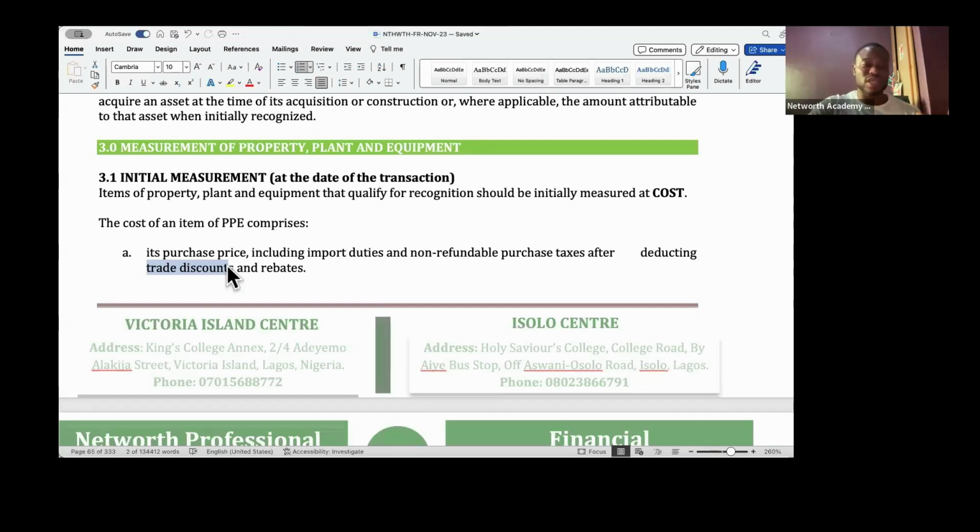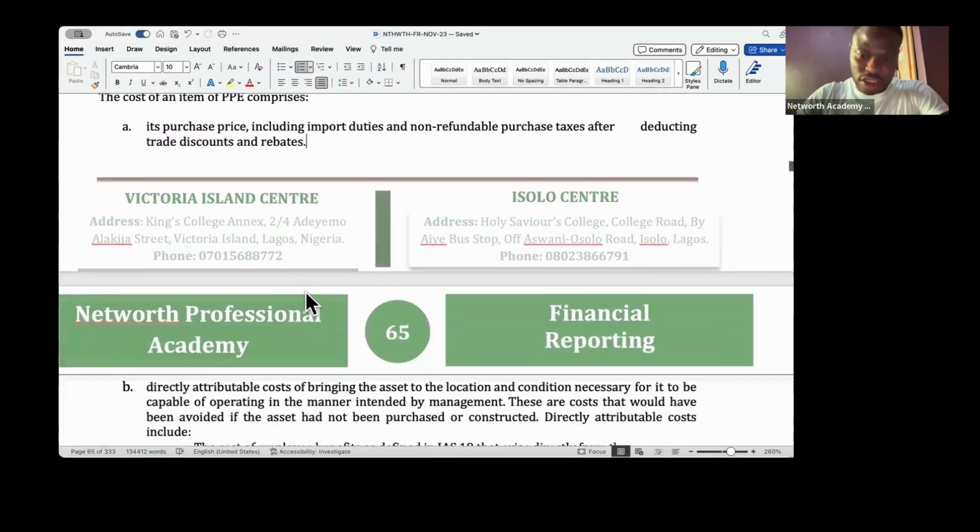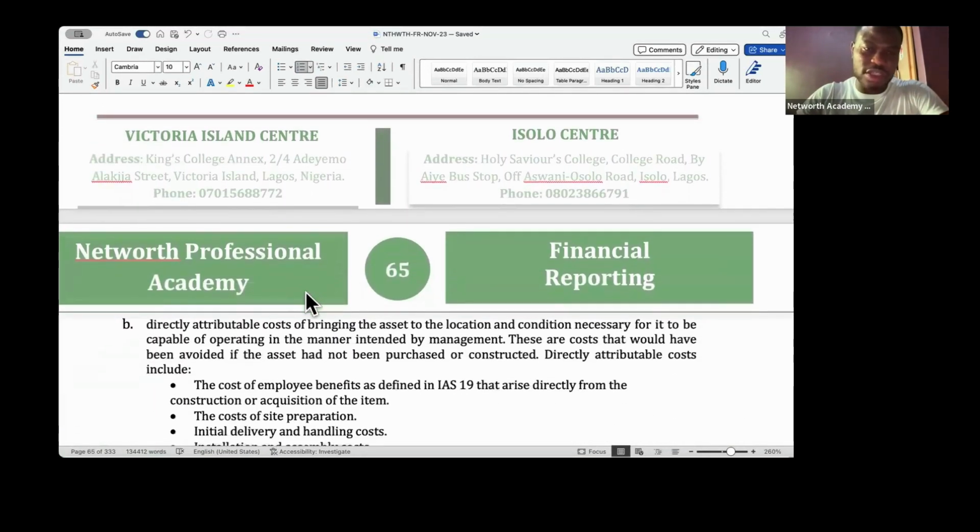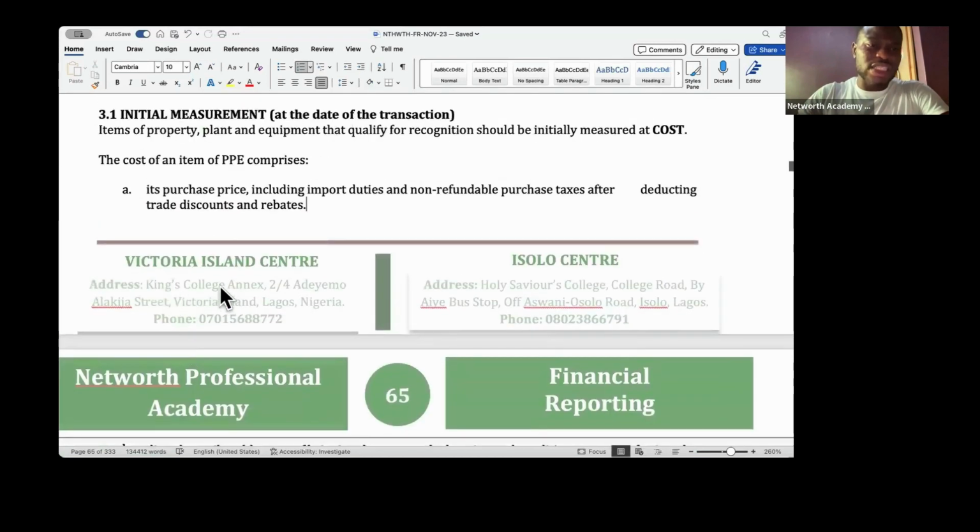And when you have early settlement discounts in a question where they ask you to determine the cost of an asset, they say determine cost of an asset. You now see early settlement discount. That means you ignore it. You ignore because you don't need it for that particular question. Okay? So I hope those explanations have helped your understanding. That is the first component of cost of PPE.